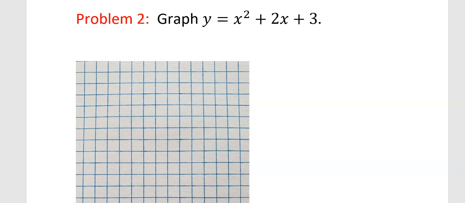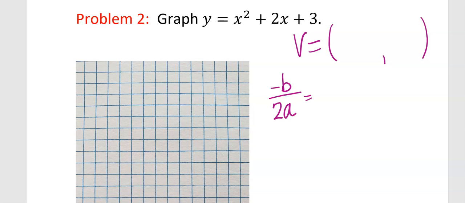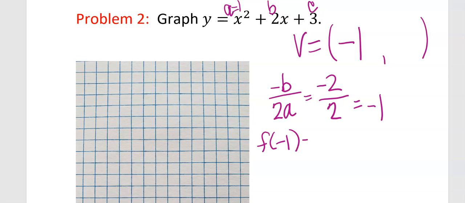So vertex is the first one once again. And I'm going to write it in there when I get it. So my negative b over 2a is negative 2 over 2. And remember, a is 1, b is 2, c is 3. So negative b would be a negative 2. 2 times a would be 2 times 1. And that's my x part. Then I plug it back in. F of negative 1 squared, plus 2 times negative 1, plus 3.